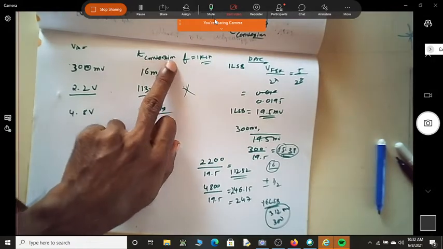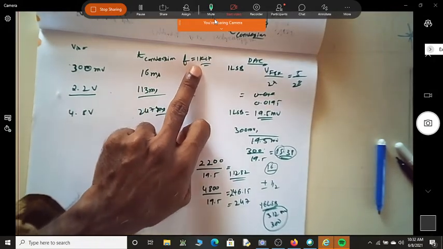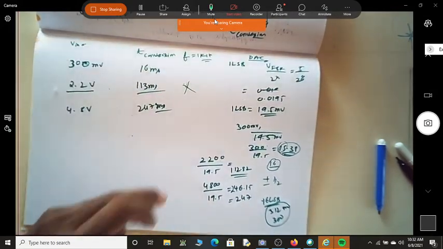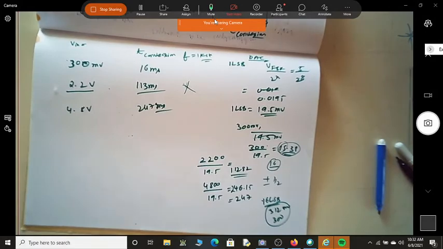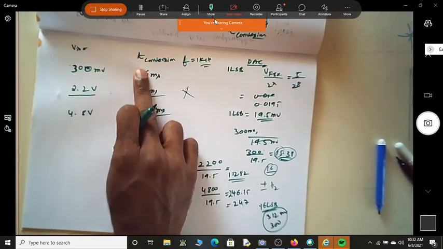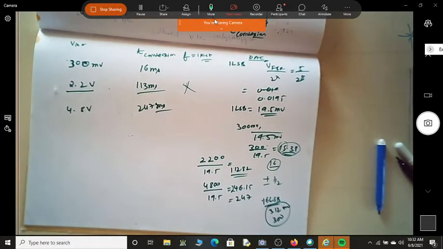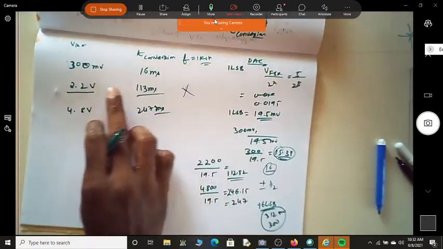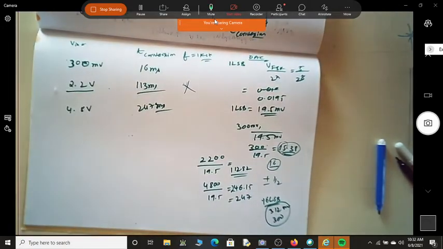Suppose the number of bits is more and the clock frequency is less, you may have to wait for seconds together to get the conversion. That's why these DAC-based ADCs are not preferred, because their conversion time depends on the amplitude of the input voltage.